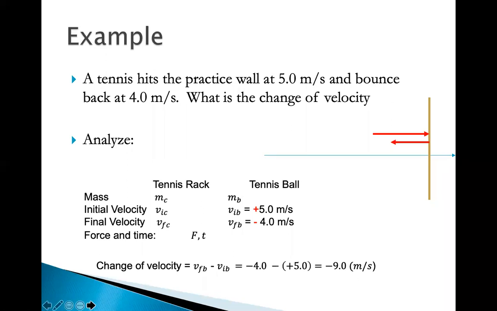For example, a tennis ball hits the wall at 5 meters per second and rebounds with 4 meters per second. We want to pay attention that the rebound velocity is negative.